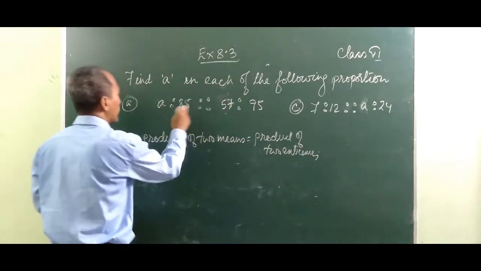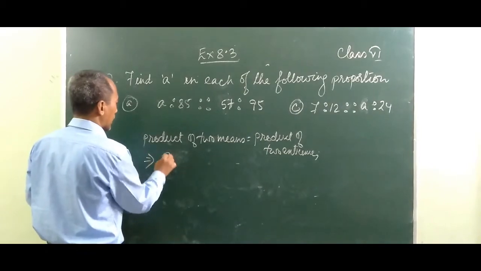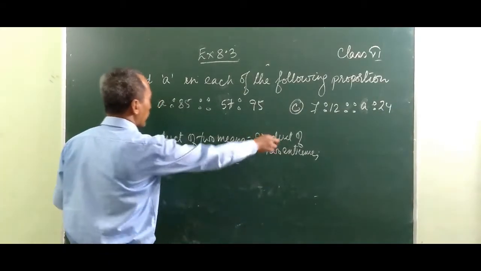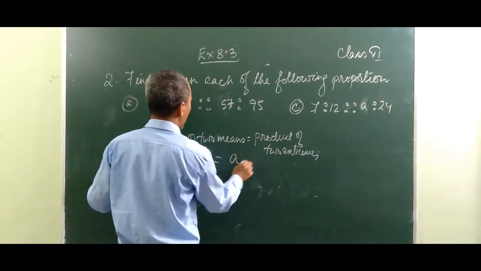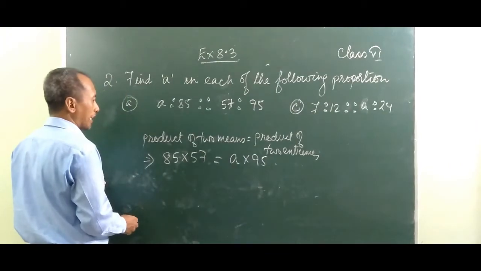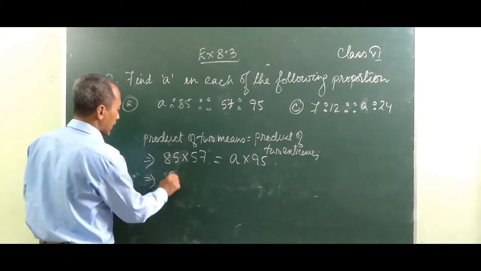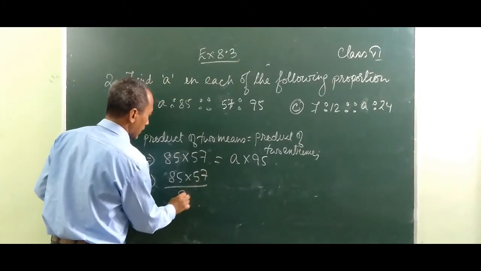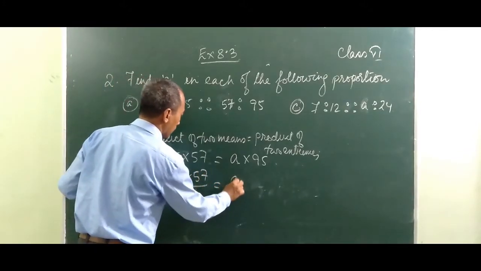So the product of the two means is what? 85 into 57. What is the product of the two extremes? This is A into 95. So you have to find the value of A. So that is 85 into 57 by 95 is equals to A.